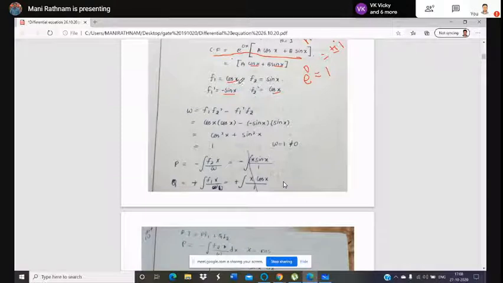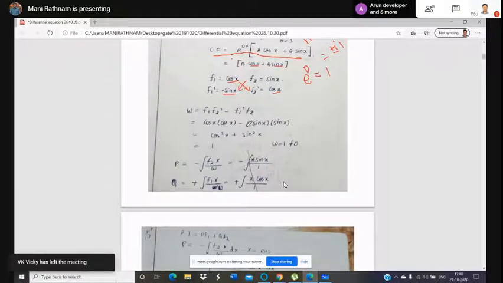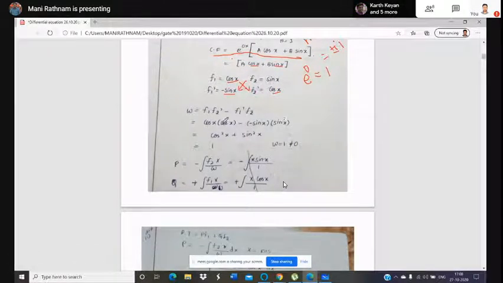So f1 f2 dash: you multiply these two, cos x into cos x, cos square x. On this side we multiply f1 dash into f2: f1 dash is minus sin x, f2 is sin x. So cos square x, minus into minus plus, sin x into sin x, sin square x. Sin square theta plus cos square theta is 1, by the trigonometric identity. Also remember that the Wronskian W value should always be non-zero. You should never get 0. It is always a non-zero factor, right?